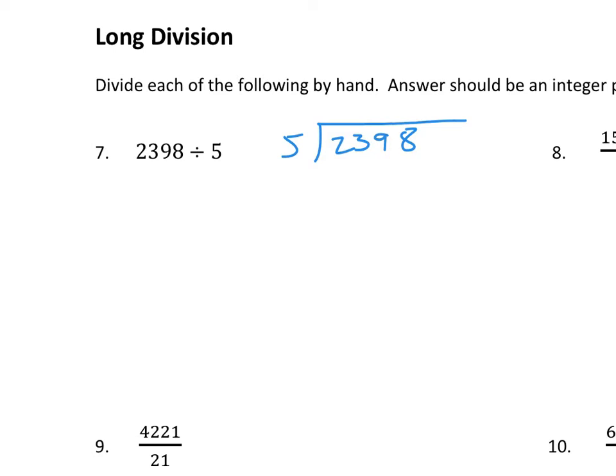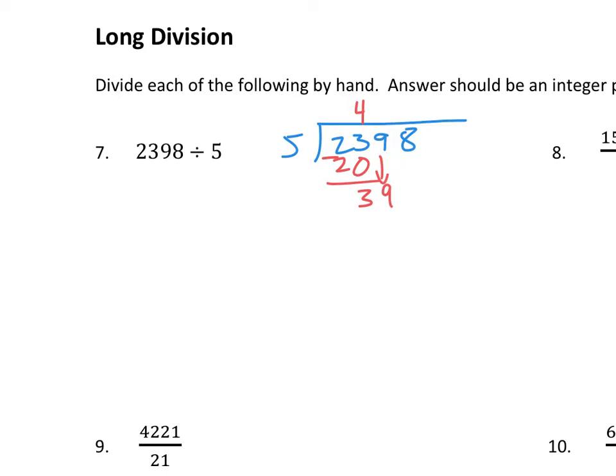We're going to take two numbers. How many 5s fit in 23? Well, the most 5s that we can get is we can get 4 of them, because 4 5s is 20. So now we're going to multiply. So we get 20, multiply 4 times 5, and then we're going to subtract. 23 minus 20 is 3. And then we're going to bring the next number down.